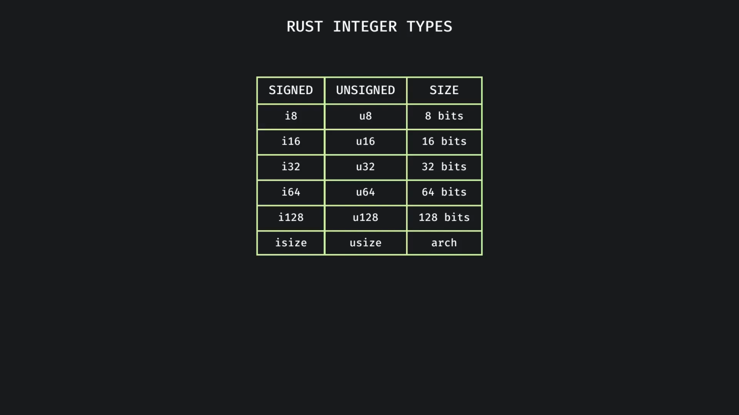Then there are the isize and the usize variants. Their size depends on the architecture of the computer on which the program is running. For 32-bit systems, the isize becomes i32 and the usize becomes u32. Likewise, for 64-bit systems, the isize is i64 and u64 for usize. They are mostly used in indexing a collection like arrays and vectors.